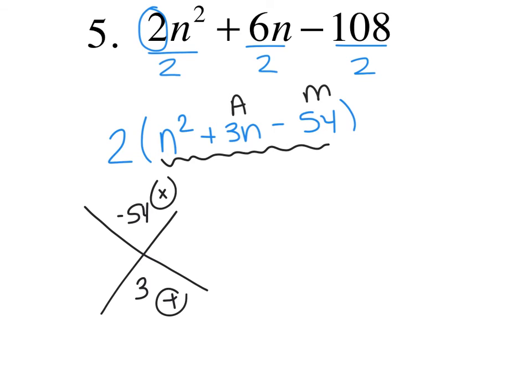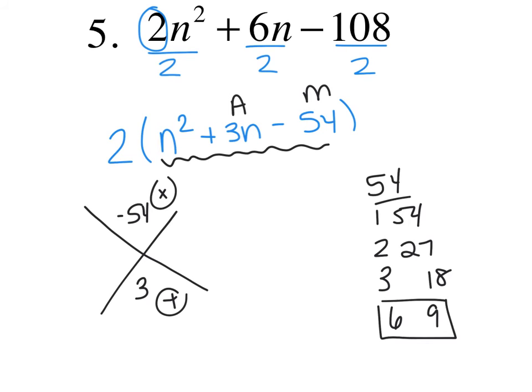And now I list my factors of 54. So I have 1 and 54, 2 and 27, 3 and 18, and 6 and 9. So by looking at that, I need you to sort of help me figure out what's going to give me a 3. Do you think it's going to be the 1 and the 54, the 2 and the 27, the 3 and the 18, or the 6 and the 9? So now what we're going to do is play around with it. I think it's going to be my 6 and my 9.